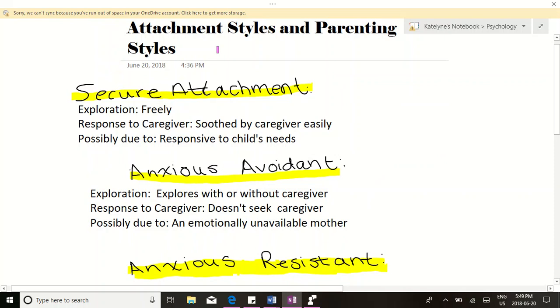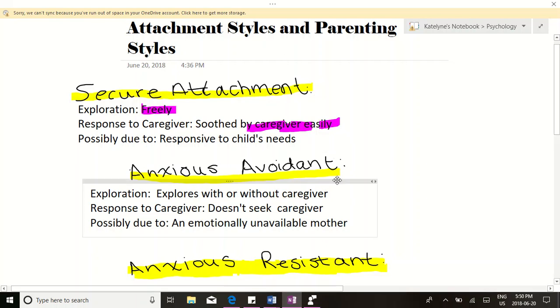The first type of attachment style, secure attachment: the child, when in the presence of a caregiver, explores freely. However, if the caregiver leaves and they come back, the child is easily soothed by the caregiver. The reason for a secure attachment is possibly due to the caregiver's responsiveness to the child's needs.